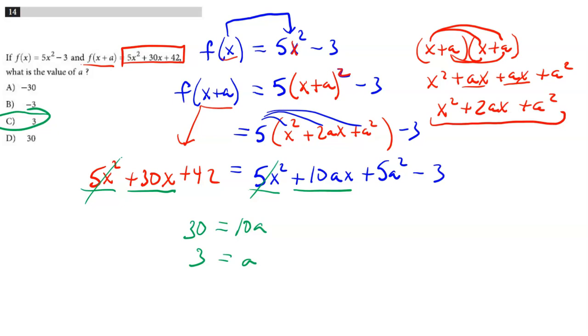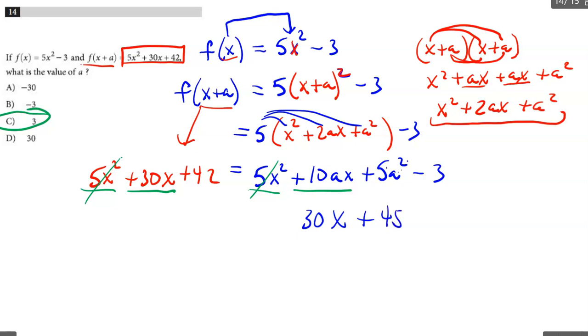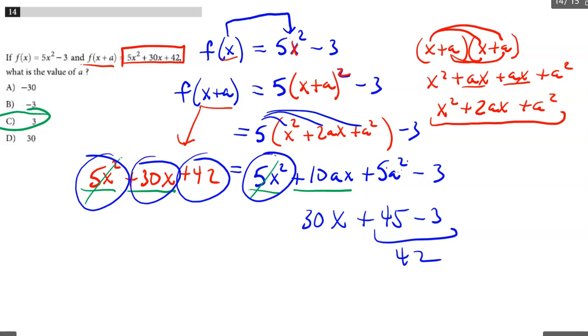If I were to keep going on this one and finish the rest of this out and put the 3 in for A, over here on this side, I would get the 30x plus, and then if I do 3 squared, that's 9, and 9 times 5 would be 45. Take away 3, and that's going to give me the 42, which is going to match as well. So all my pieces are going to end up matching all the way through. So that's a little bit different problem than what we've seen before.